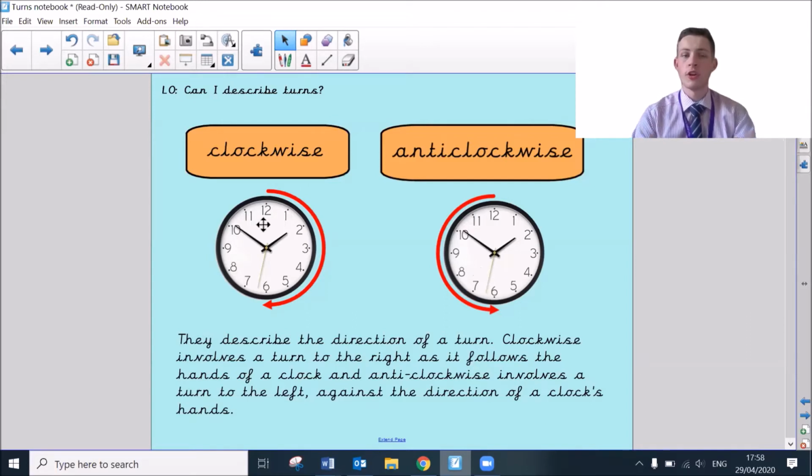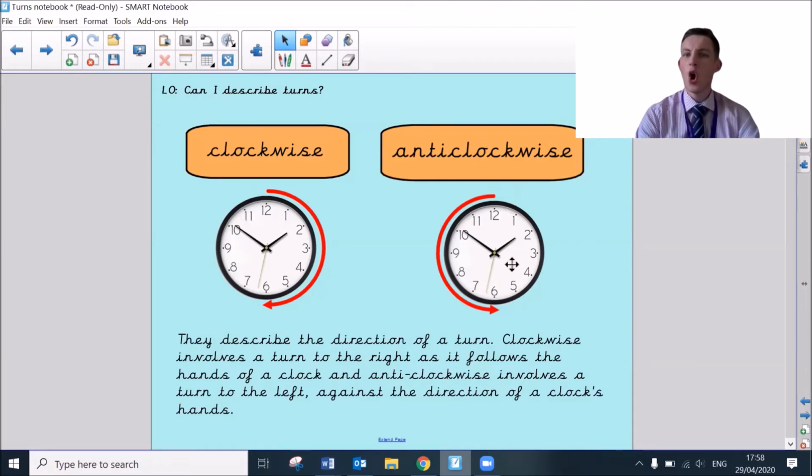So you can see I've got the two diagrams here. So my turn, your turn, clockwise, clockwise, anti-clockwise, anti-clockwise. So you can see here that the red arrow is showing me what clockwise looks like. So it's going the correct way around the clock. If the hands were going this way, they'd be going clockwise.